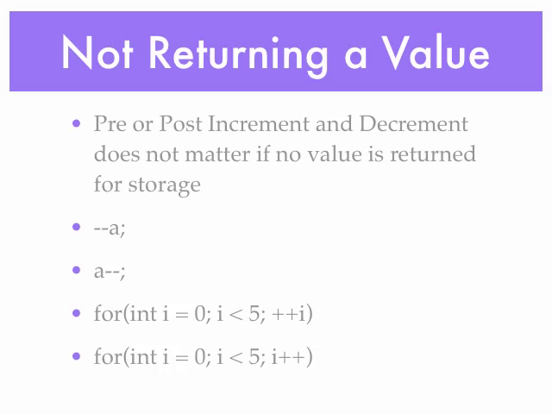decrement in this example. The two lines that follow are also functionally equivalent: for int I equals 0, I less than 5, plus plus I is functionally equivalent to for int I equals 0, I less than 5, I plus plus, because we're not returning a value. It does not matter if we pre or post increment that value I.